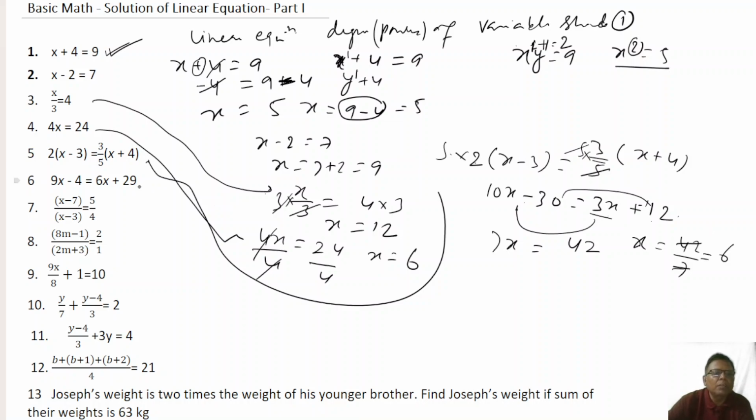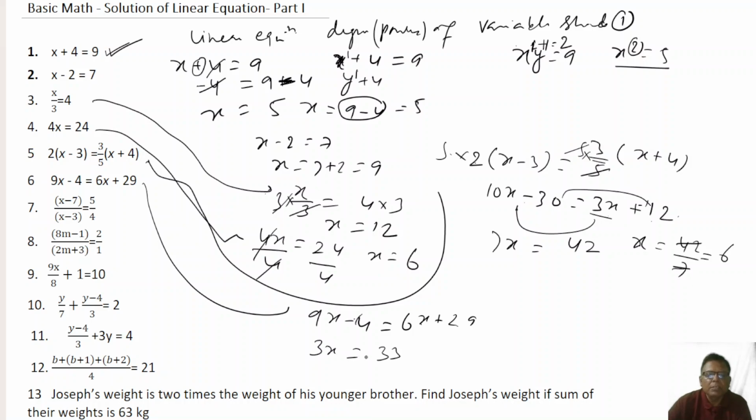Now come to the next question. 9x minus 4 is equal to 6x plus 29. You take 6x to this side and 4 to this side. So 3x is equal to 33. Then x is equal to 33 by 3, which is 11.